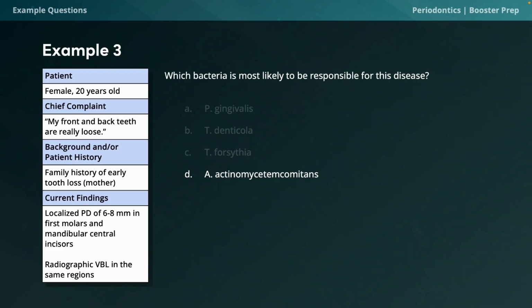The correct answer is D. The patient's clinical signs, namely deep pockets and vertical bone loss in first molars and incisors at age 20, are all key characteristics of molar-incisor pattern periodontitis. Option D, Aggregatibacter actinomycetemcomitans, AA, is the key pathogen in molar-incisor pattern, and that's what you need to know.